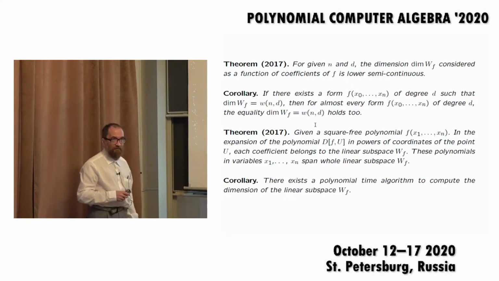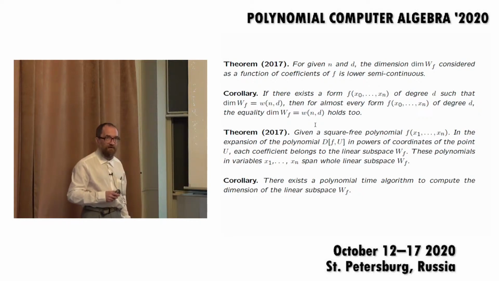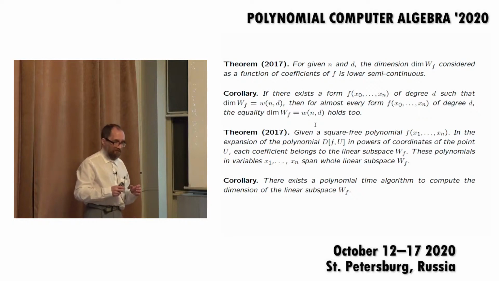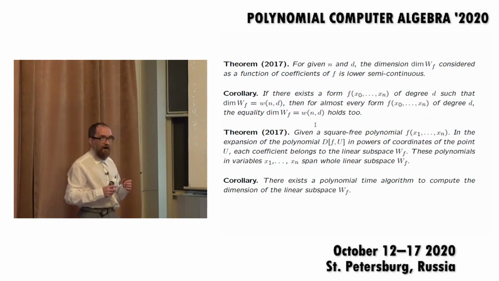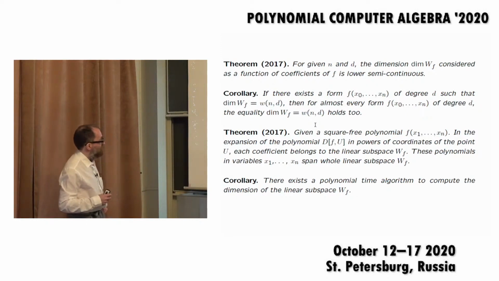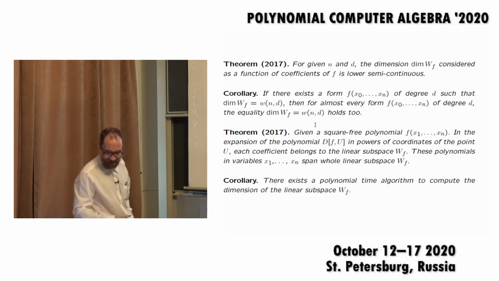The dimension of the subspace W can be computed in polynomial time. In fact, to compute it, we need to compute a symbolic representation of the polynomial D, and coefficients of this expansion of the polynomial are a basis of the subspace W. Though our computations are based on the computation of the rank of a matrix. There exists a polynomial time algorithm to compute the dimensions of a linear subspace.